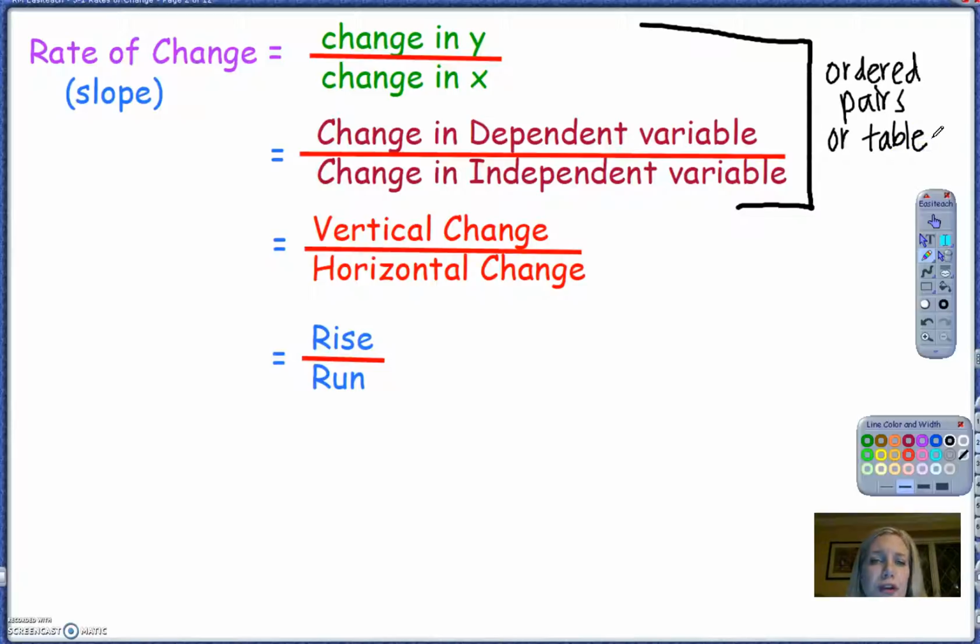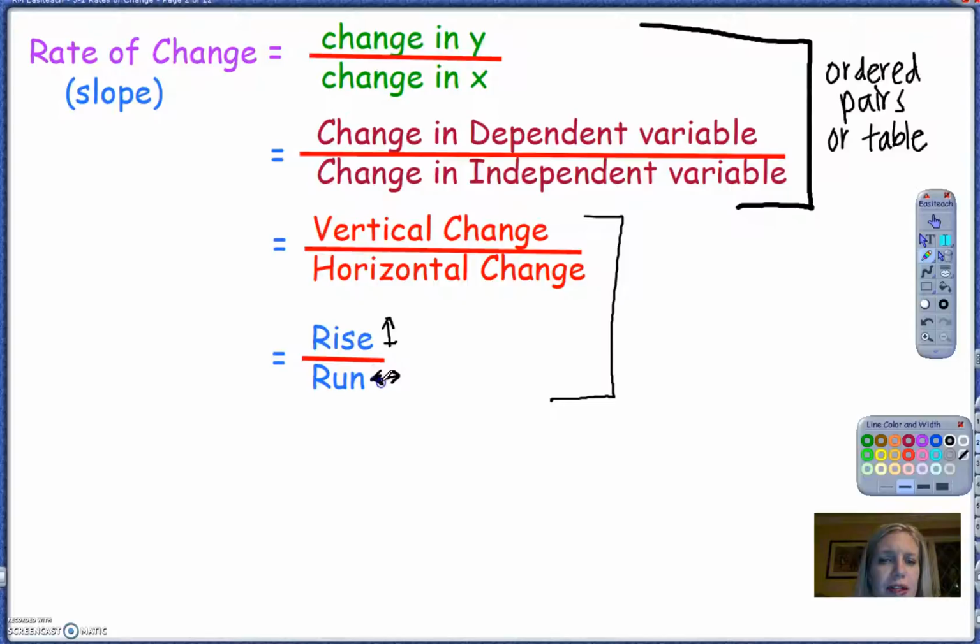Okay. Vertical change over horizontal change and rise over run. So notice these things are all ratios. They're all fractions that you're going to be writing. A number over another number. Vertical change over horizontal change, or rise over run. Rise means your vertical change, your up and down, compared to your left to right.